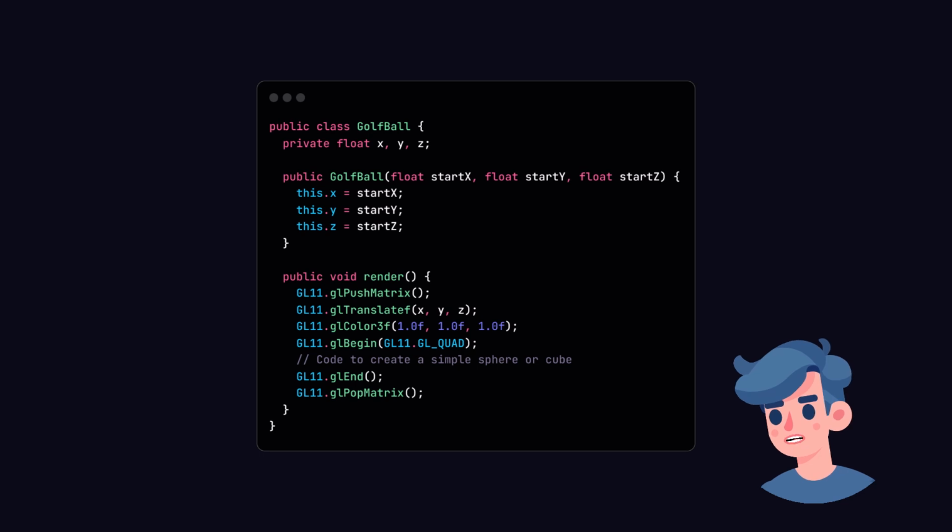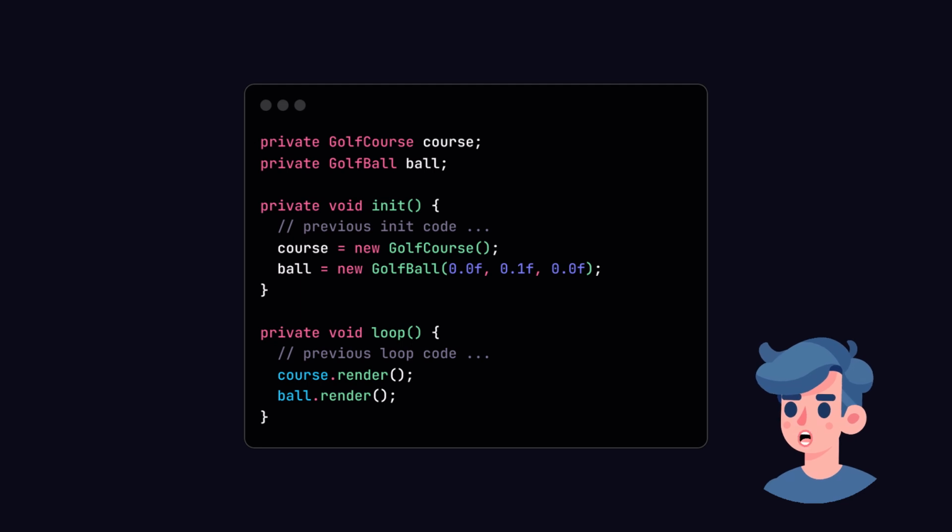With the terrain set up, we'll now create our golf ball. Create a new class called GolfBall. Now, let's add the golf ball to our game. In the GolfGame class, we need to create instances of our golf course and golf ball and call their render methods in our rendering loop.